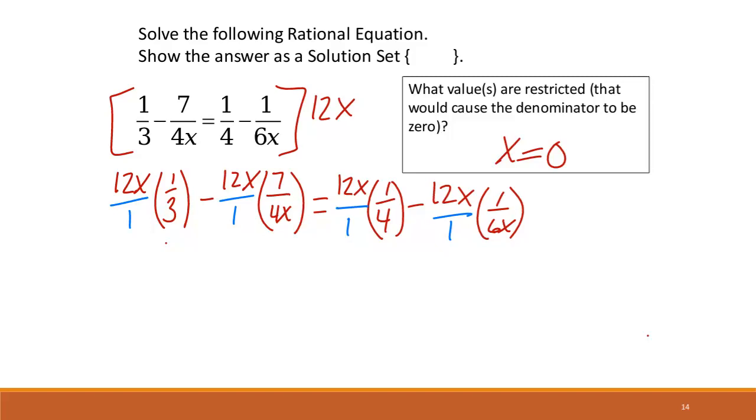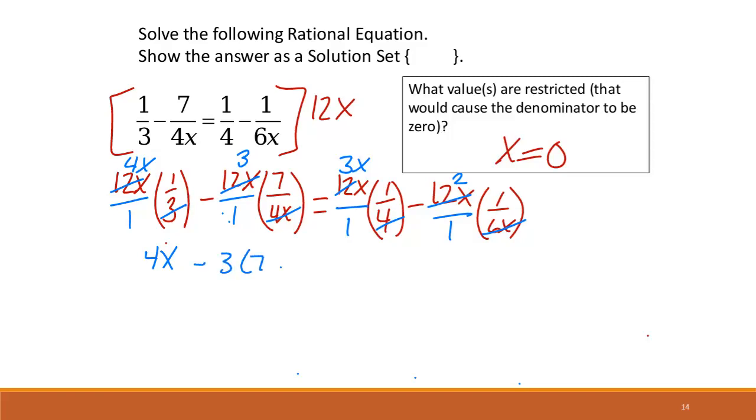So now we can do some canceling. Here, the 3 and the 12 will cancel, and we'll be left with 4x as this term. Here, the 4x and the 12x will reduce to 3 because the x's will cancel, and 12 divided by 4 is 3. Here, the 4 and the 12 can reduce, and we're left with 3x. And here, the 6x and 12x reduce to a 2 because the x's cancel, and 12 divided by 6 is 2.